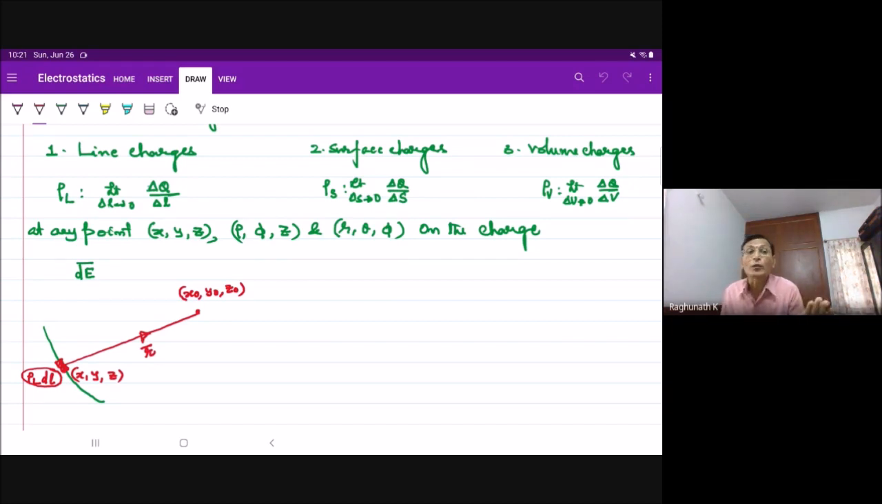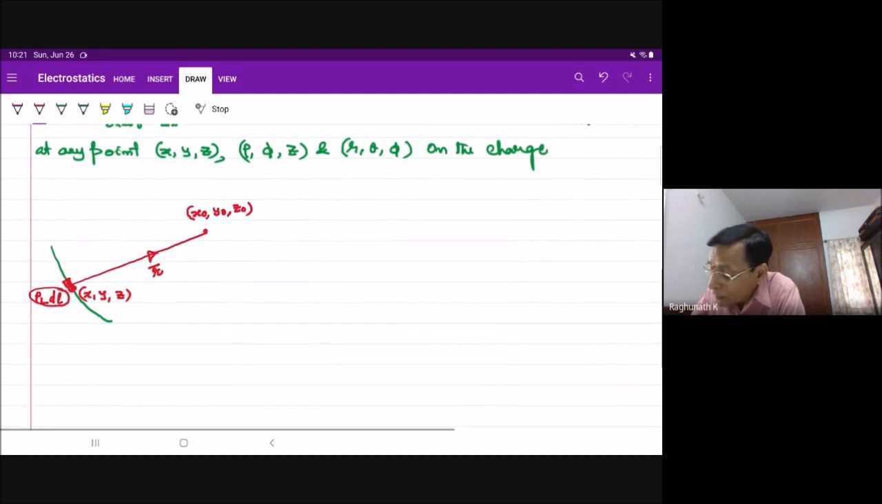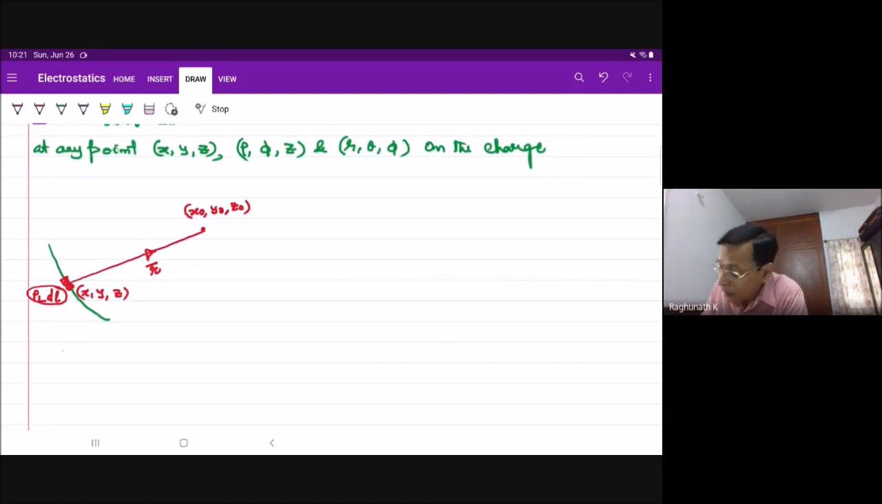At any point x, y, z, if you fix x, y and z are fixed, because the equation basically gives that. dE bar is what we talk about. Please concentrate here. This is what is important for you. Differential electric field intensity at the point of interest, dE bar, is equal to rho l dl.